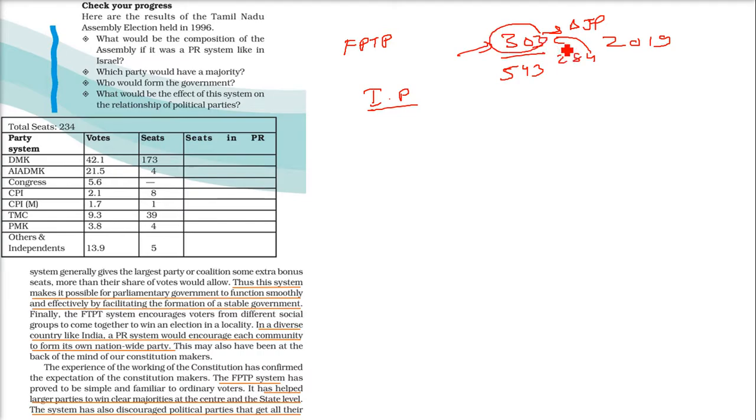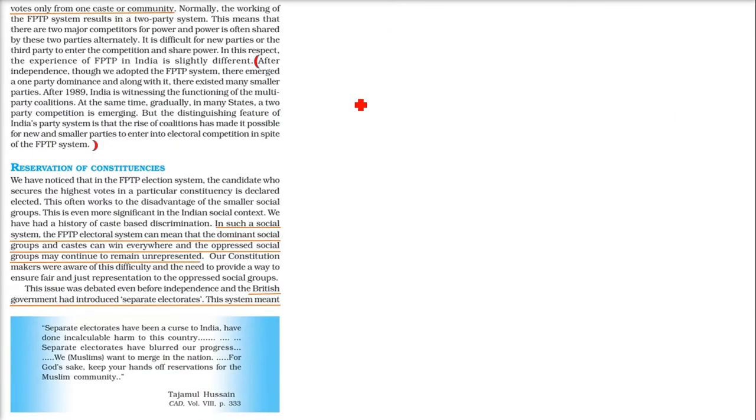So the FPTP system has helped large parties to win clear majorities. As I said, in the 2019 election, BJP got a clear cut majority. In 1984, Congress got a clear cut majority. They won more than 400 seats. So they got a clear majority at the center, and at the state level also they may get. The FPTP system has also discouraged political parties that get all their votes only from one caste or community. For example, if you want to win a place here, you cannot win just by one caste if you are praising one caste or one religion. So you have to get votes from other constituents also. So the party which is getting votes only from one caste or community is discouraged.